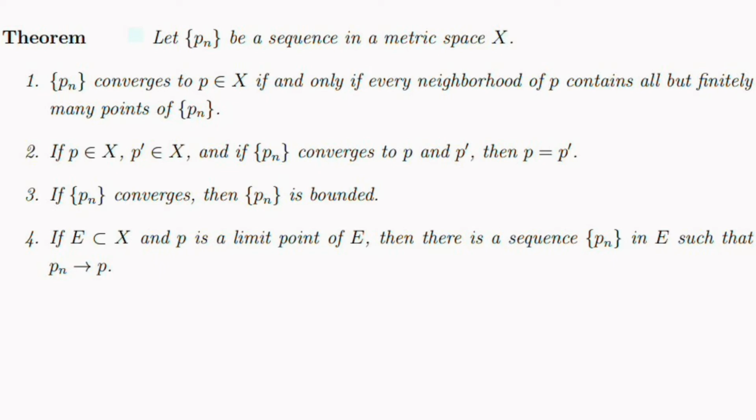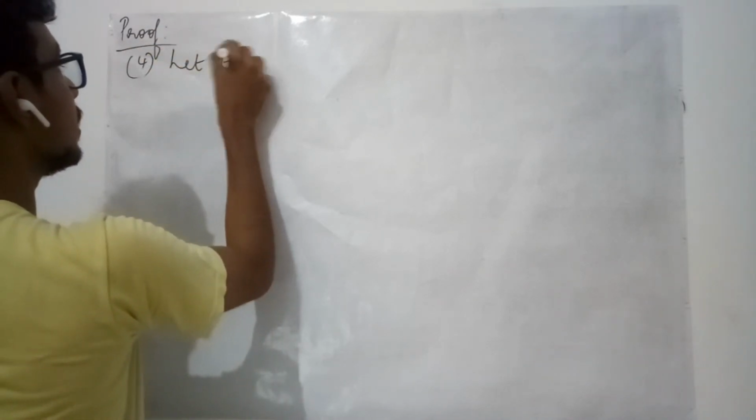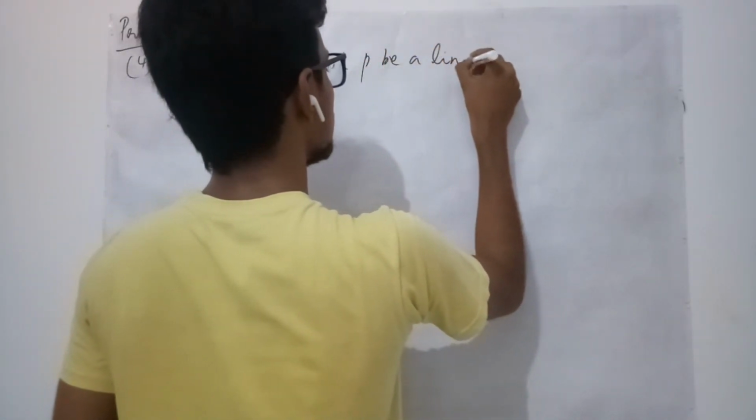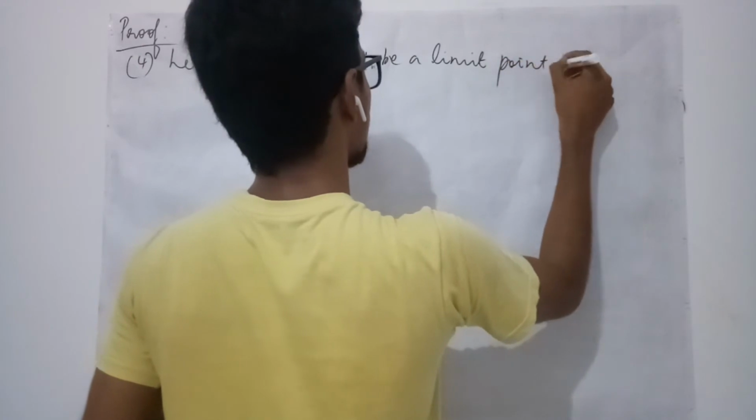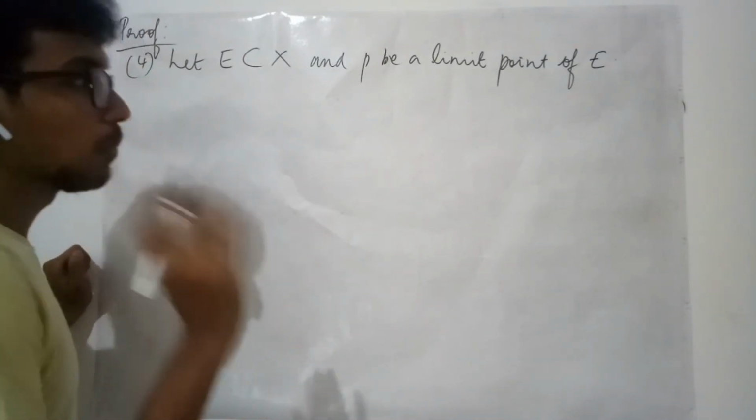Till now, we have a sequence. We are talking about the convergence of the sequence. If it is convergent, what is going to happen? All these things we have done. Here, in this, what should we do? We have to construct a sequence which converges to the point that we have. Right? Here, what is given is that let E be a subset of X and P be a limit point of E. Right? P is taken to be a limit point of E.